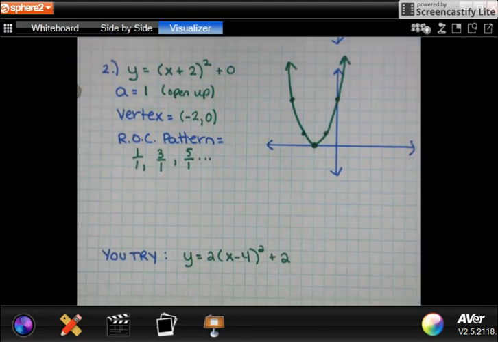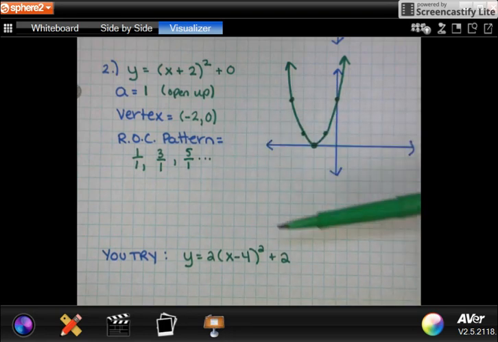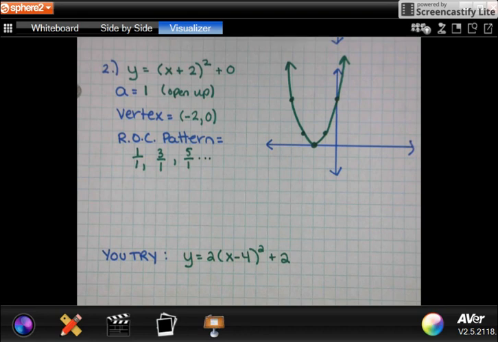So what I would like you to try on that third graph on your paper is graph this function: y equals 2 times the quantity x minus 4 squared plus 2. And I want you to find everything that I found: find your a value, your vertex, your rate of change pattern, and then also tell me what the domain and range is.